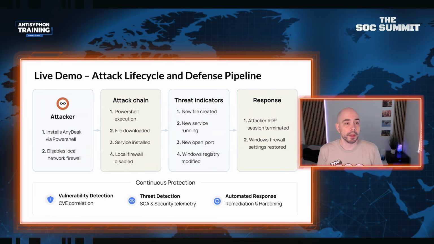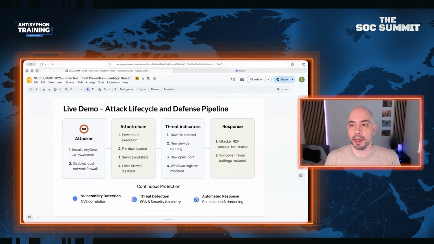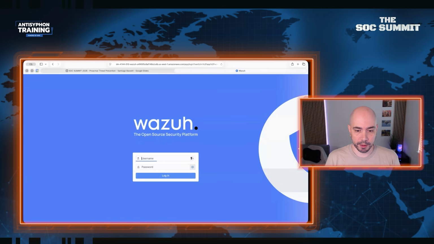And here we go. The little live demo is going to show you how an attacker basically deploys AnyDesk via PowerShell and disables the local firewall. There are a number of threat indicators that Wazuh will, of course, discover, and automatic responses that will be triggered by the Wazuh manager in order to mitigate these threats. That's pretty much it. I'm going to jump into the Wazuh UI really quick.